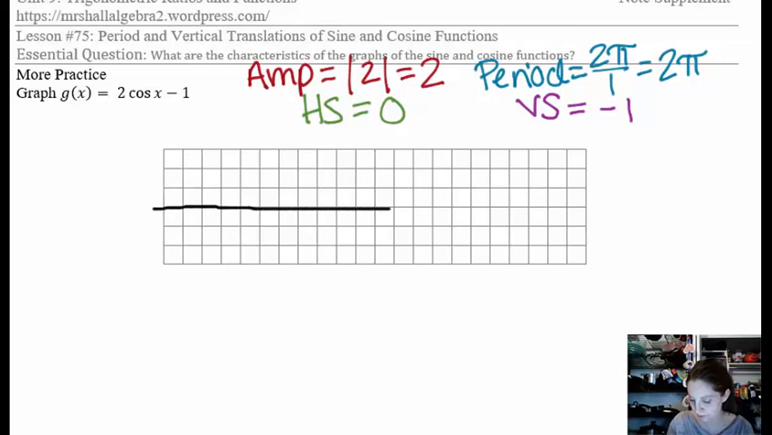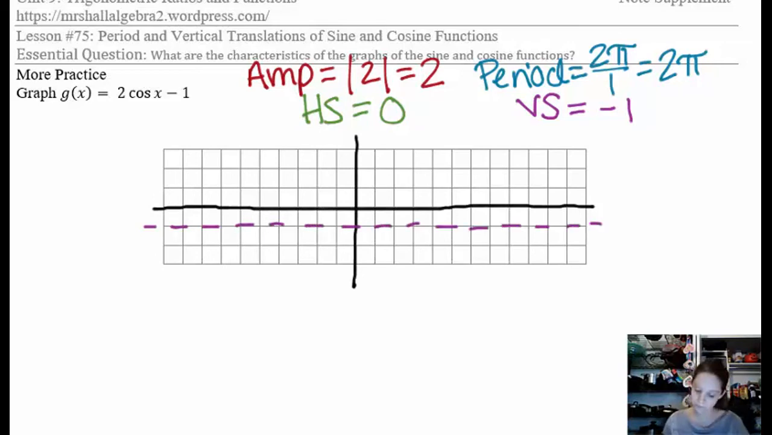I will draw my axes. And now I will draw the midline. It's going to be at negative 1, the shift down 1 unit. With an amplitude of 2, the maximum I'm going to go is 2 units above the midline. So that's going to be the max. To make a note for myself, the minimum is going to be 2 units below.